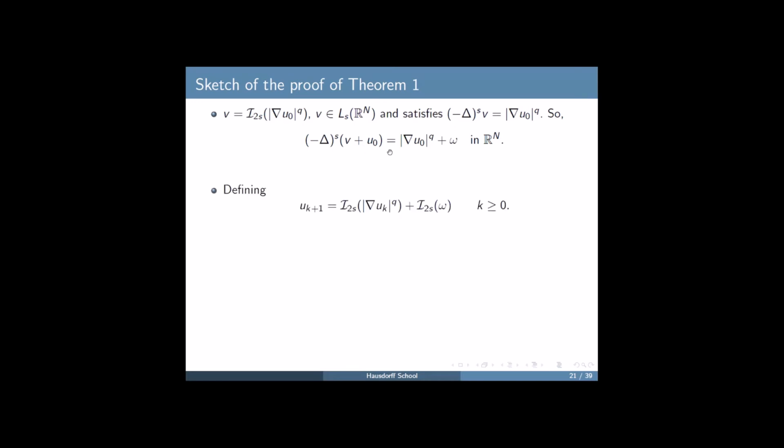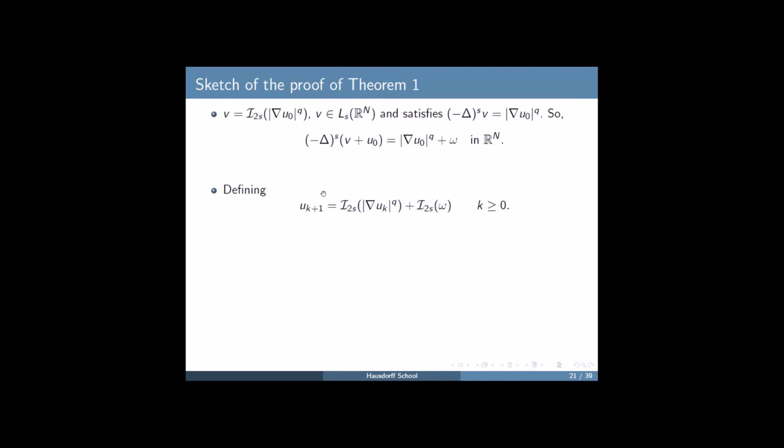If you define b as this potential here, by the above inequalities, b is in L^s of R^n and also satisfies this equation with the nonlinear first order term, gradient of u0. Up to now we have that the fractional Laplacian of this sum is the q-th power of the gradient of u0 plus omega. So we are close to what we want, but this is not exactly the solution of the problem.